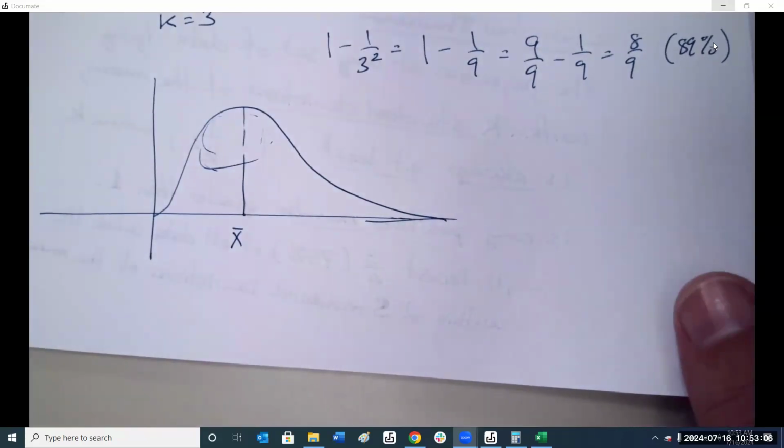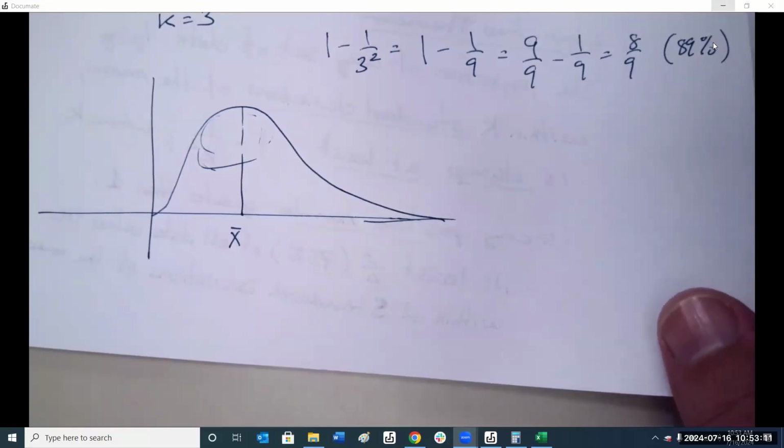Okay, what about when we compare 2 different samples?